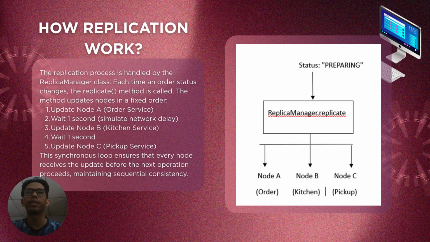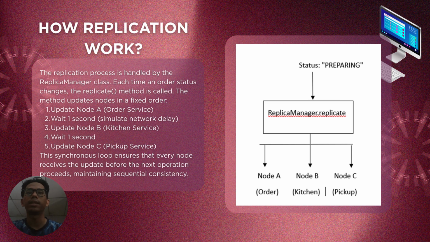So to implement this, our replica manager class executes a synchronous replication loop. To achieve this strict ordering, we build a centralized component called the replica manager. Every time a thread modifies an order status, it invokes the synchronous replicate method as shown in the diagram. This method follows a straight, predictable sequential update path.